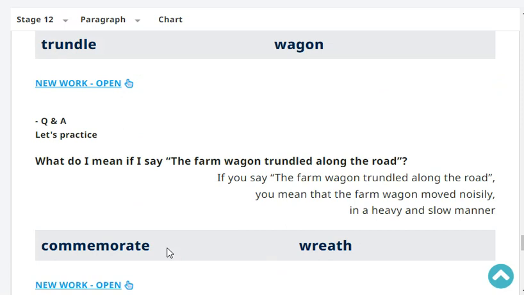What do I mean if I say the farm wagon trundled along the road? If you say the farm wagon trundled along the road, you mean that the farm wagon moved noisily in a heavy and slow manner.